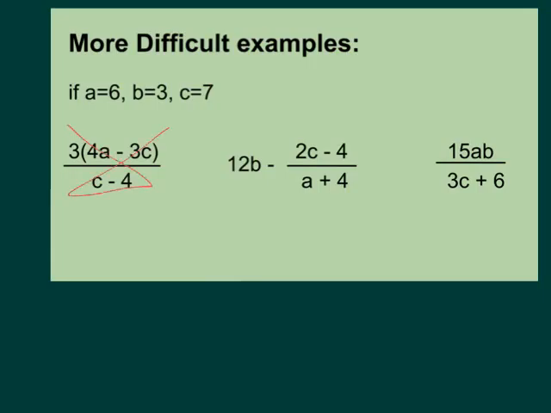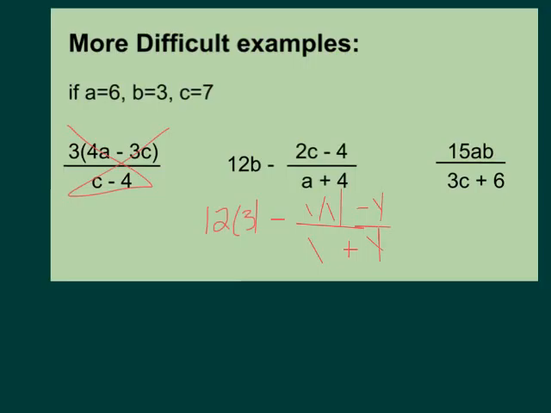Okay, that one's done. 12b minus 2c minus 4 over a plus 4. Let's go through and rewrite this problem with all the values substituted in for the variables. 12b we're going to write as 12 times 3. Minus, and we're going to keep that fraction bar there for now, 2c we're going to write as 2 times 7 minus 4. And the bottom of the fraction is a plus 4. So we're going to substitute 6 for a plus 4.